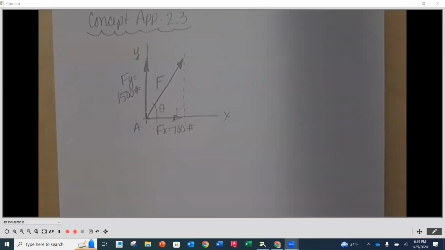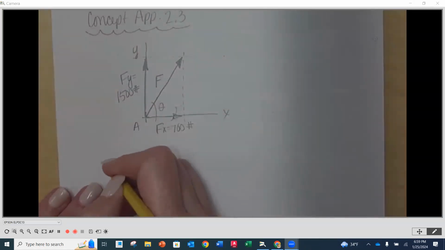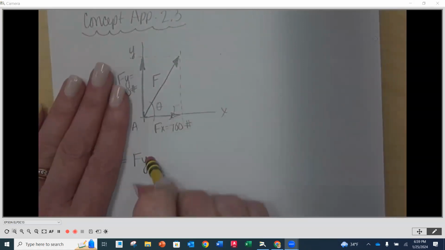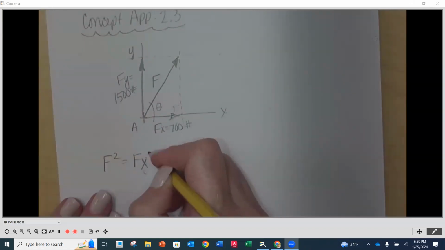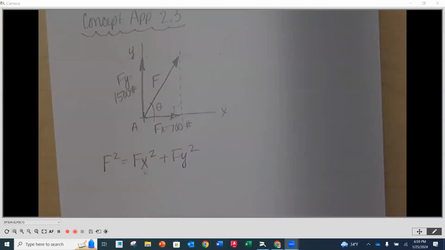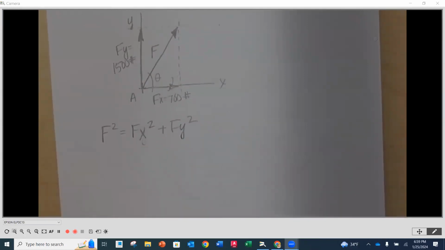Yes, Pythagorean's theorem. So in this case, we can say F squared is equal to Fx, usually put the X first, right? Fx squared plus Fy squared. Absolutely, Pythagorean's theorem. So we've got sides this time. Now, if we wanted to find the angle, then we can start looking at the sine, the cosine, and the tangent, any one of those. But if we don't have an angle to find F as a side, we've got Pythagorean's theorem.